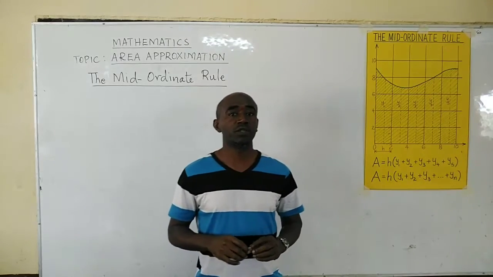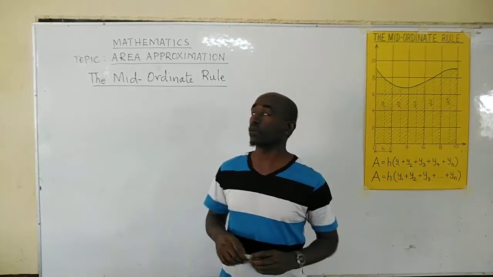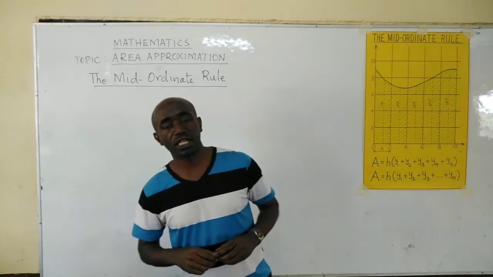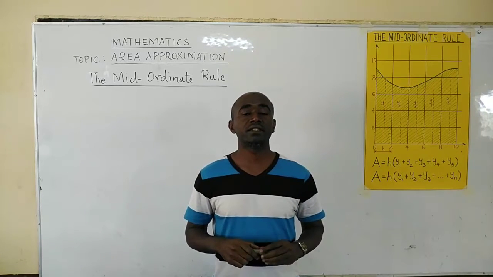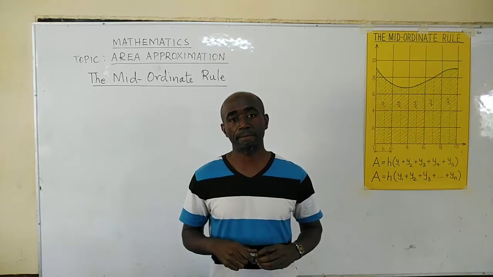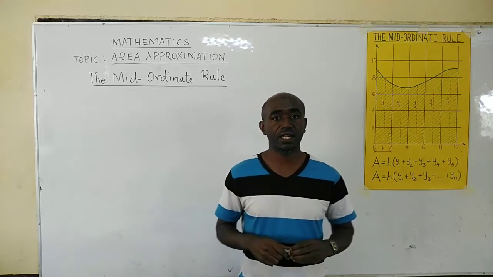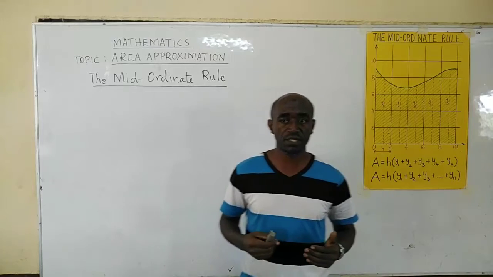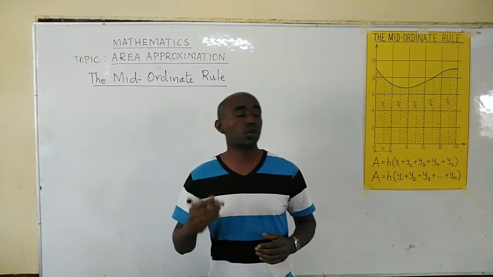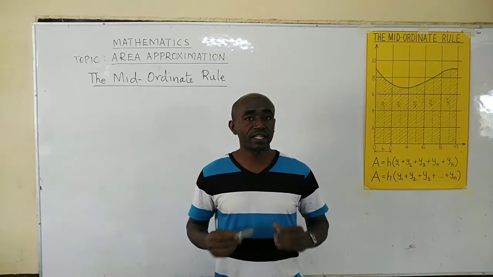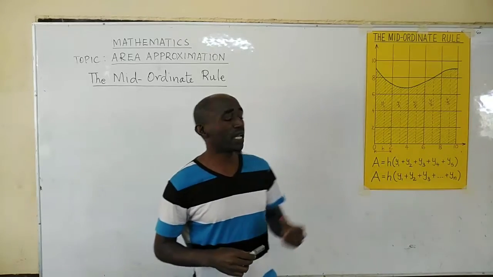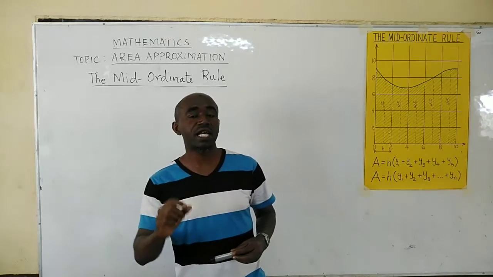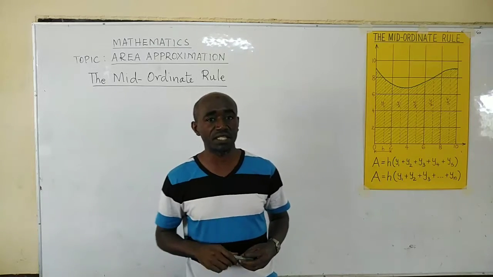The topic which we have been discussing is area approximation. In our last lesson we looked at the trapezium rule, and in that subtopic we learned how to find area of irregular shapes using the trapezium rule. In that trapezium rule, we normally assume each of the strips is a trapezium. Each one of them is a trapezium.